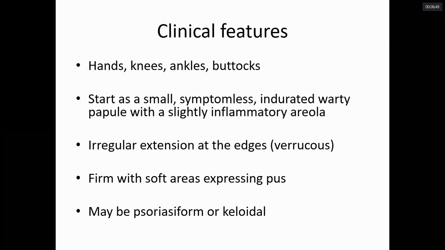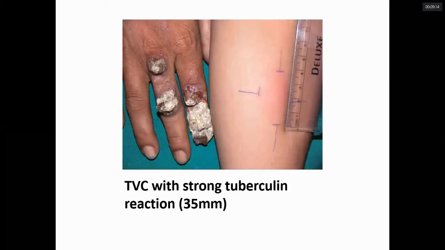Most commonly seen on hands, knees, ankles, and buttocks. It starts as a small indurated warty papule with irregular extension at the edges. That is a verrucous surface. It can be formed with soft areas expressing pus and may be psoriasiform or keloidal. Psoriasis-like or keloid-like lesions can also be present. Now, in this picture, you can see tuberculosis verrucosa cutis with strong tuberculin reaction. It is 35 mm.